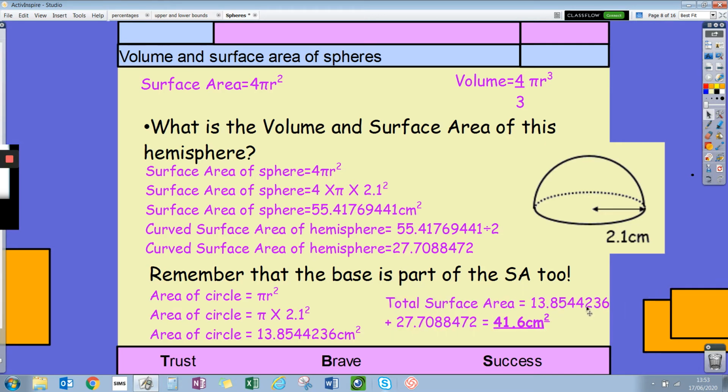So 13.85442236 added to 27.70888472, which when you add them together and round to one decimal place gives you 41.6 centimetres squared.